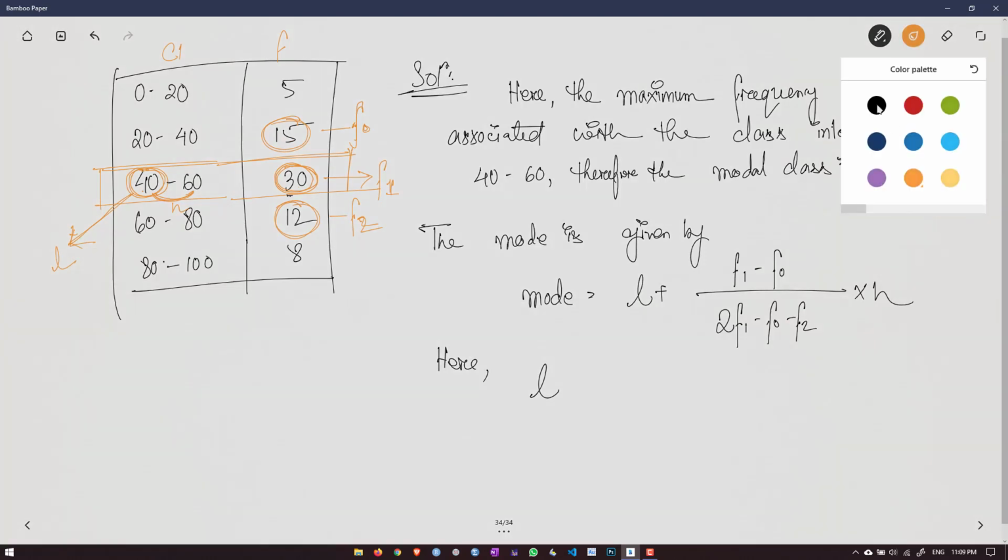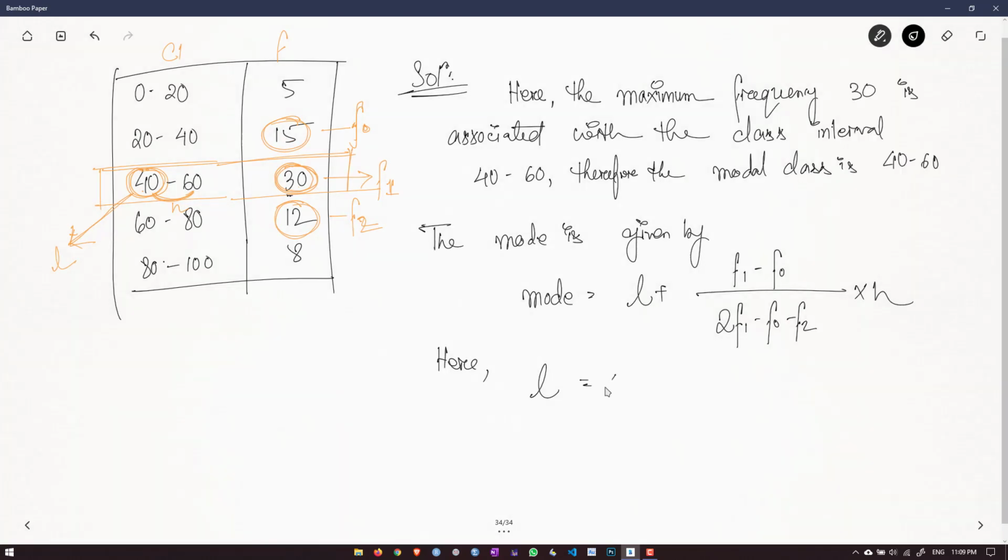So here L is 40, right? The difference between 40 and 60 is 20. So what is f0? f0 is 15. What is f1? f1 is 30. What is f2? f2 is 12. This is all we need to calculate the mode.